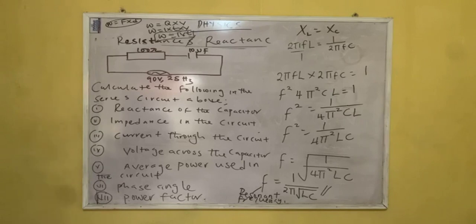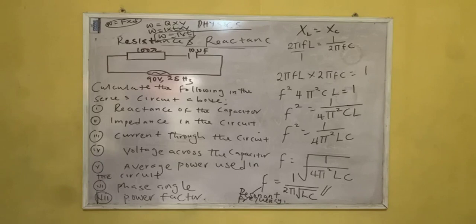Number 4, they said we should find the voltage across the capacitor. So it is assumed that we have known the capacitive reactance, and if we have known it and we have known our current, we can easily find the voltage across the capacitor. So that's not an issue at all. And then number 5, we are told to find the average power.